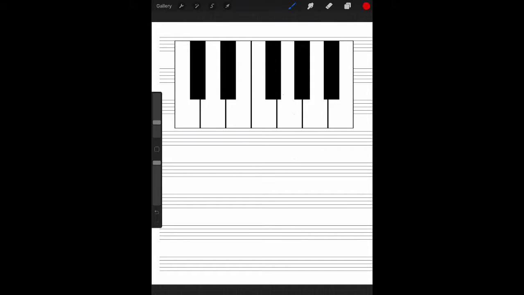Welcome into lesson 17. Today we're talking about half steps and whole steps. So half steps and whole steps are the basic building blocks that we use to get differences in pitch.